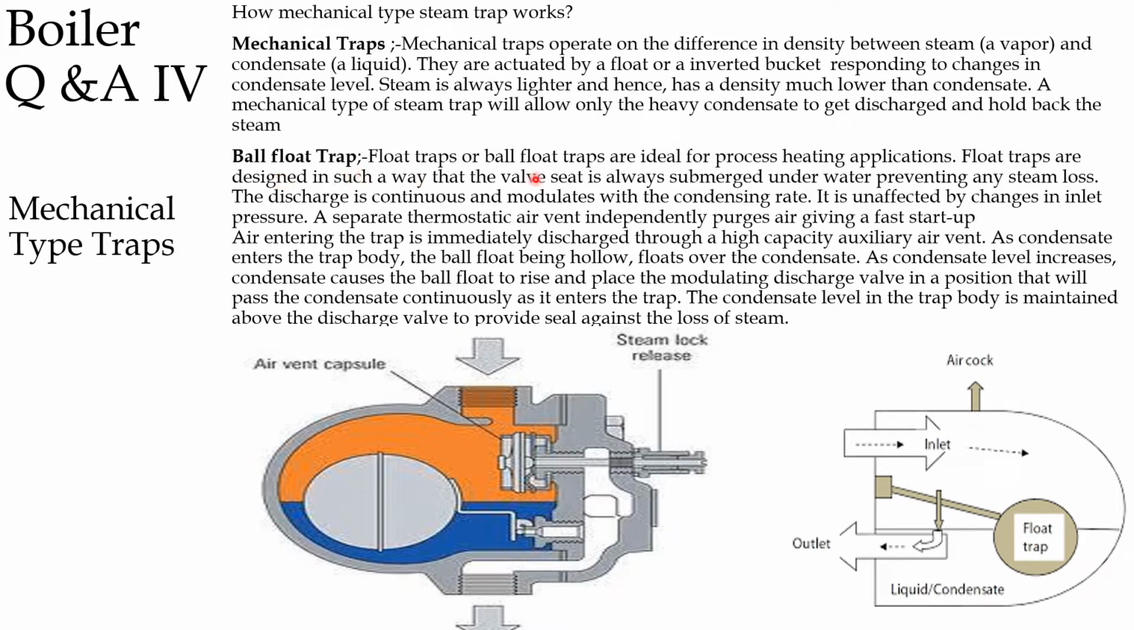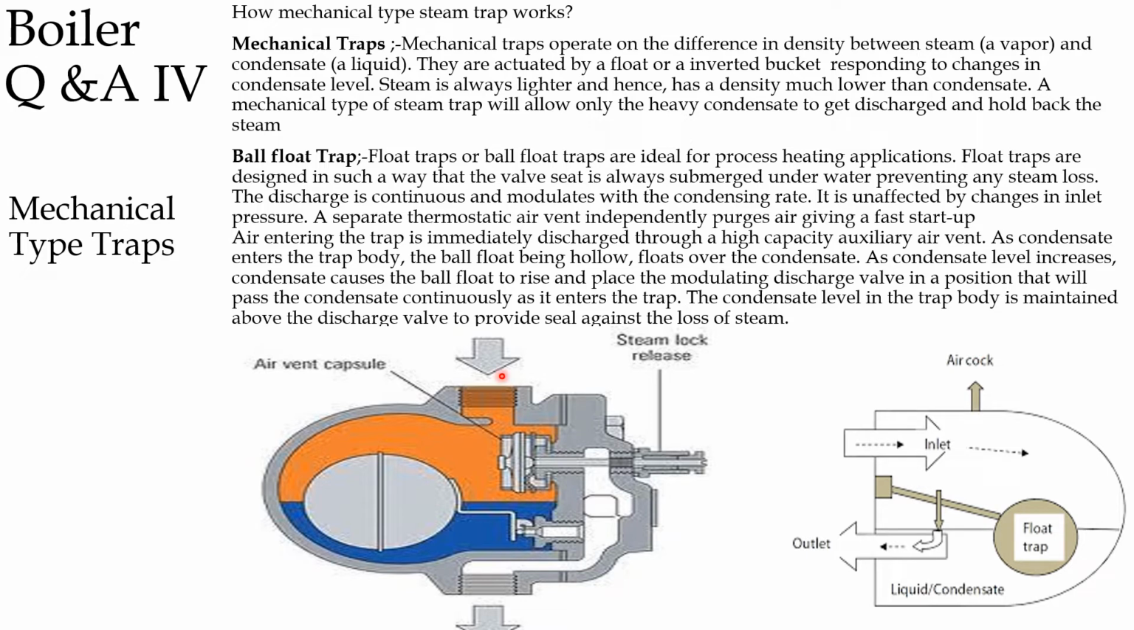Ball float trap. These float traps, or ball float traps, are ideal for process heating applications. Float traps are designed in such a way that the valve seat is always submerged under the water, preventing any steam loss. The discharge is continuous and modulates with the condensing rate. It is unaffected by changes in inlet pressure. A separate thermostatic air vent independently purges air, giving a fast startup.